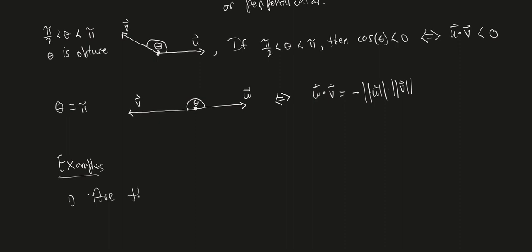So, are the vectors, I'll just write them down without even giving them a name, 2, -1, 4 and -4, 0, 2, orthogonal?